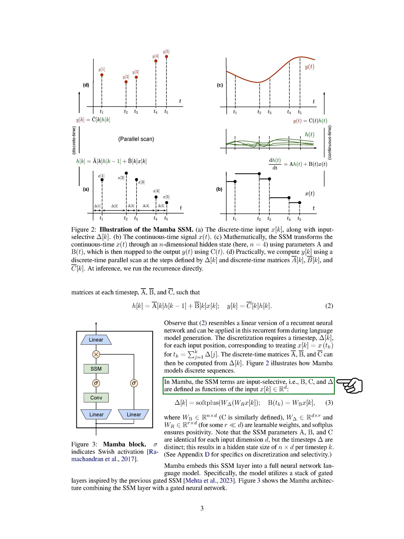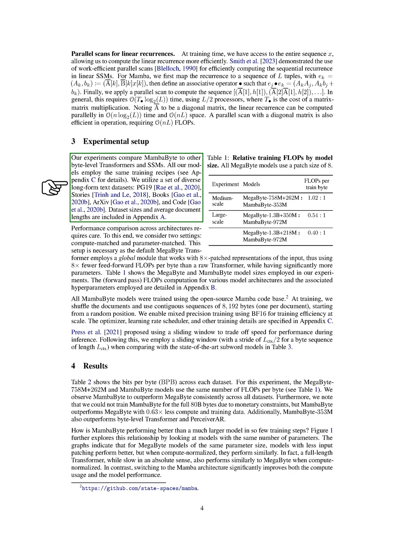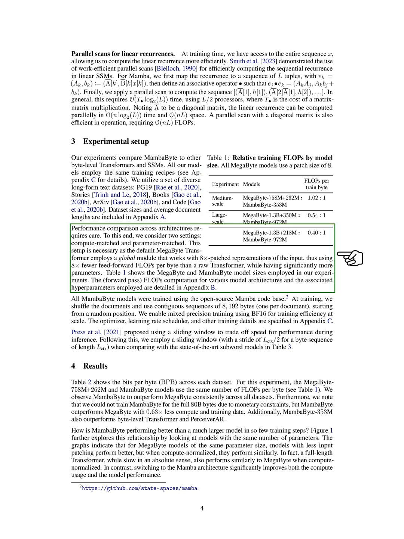We compare our MambaByte model to other byte-level transformers and SSMs. All our models use the same training methods. We test our models on a variety of long-form text datasets, including PG-19, stories, books, archive, and code. We take care when comparing performance across different architectures. We consider two settings, compute matched and parameter matched.